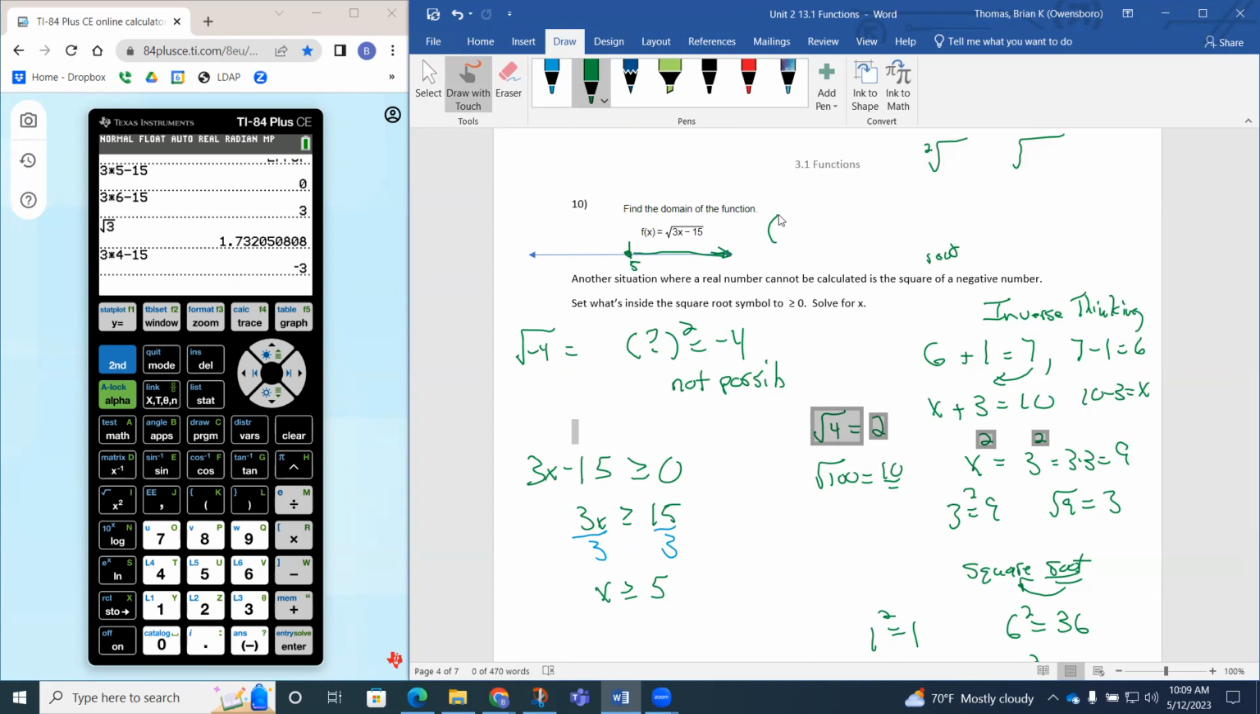Notice how there is a left bound, which is a 5. So actually I need a bracket there, because I need to include the 5. And then our right bound is infinity. Infinity is open-ended, so it's a parenthesis. That would be our interval notation for that. That would be our domain, from 5 to infinity.